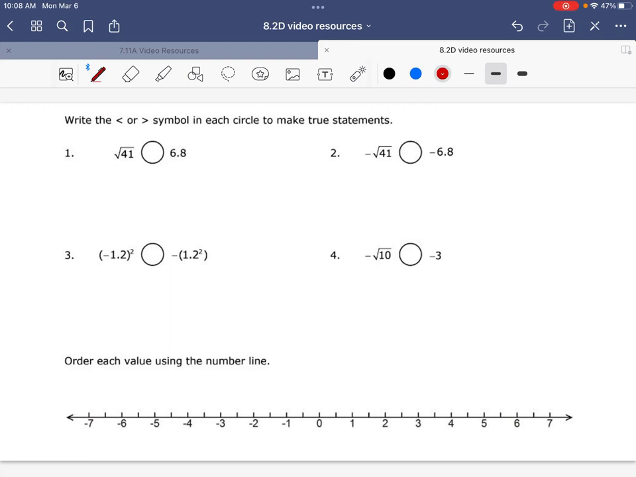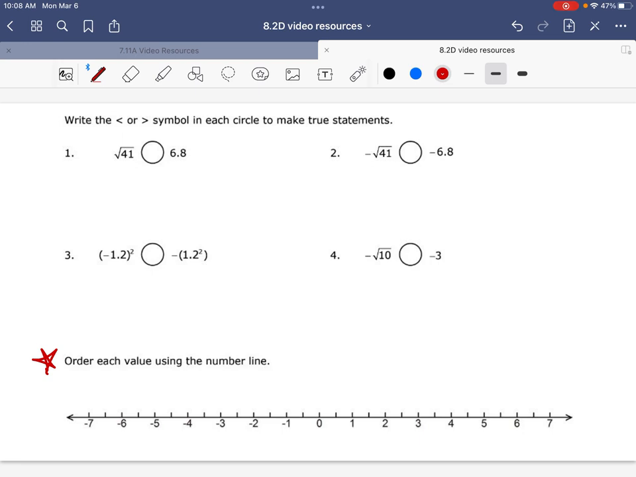Hey guys, today we're going to be comparing numbers, so comparing real numbers and then ordering them using a number line. So we have 4 statements at the very top of this where we want to compare 2 values using less than or greater than symbols. And then we want to order each value down here on the number line.